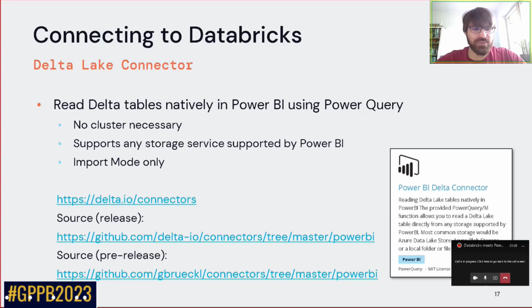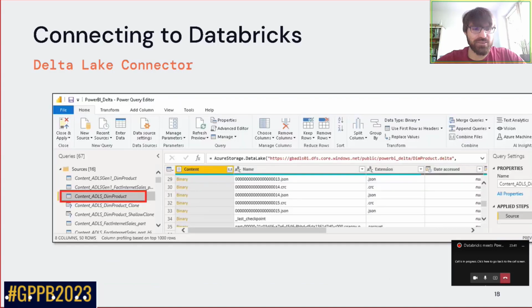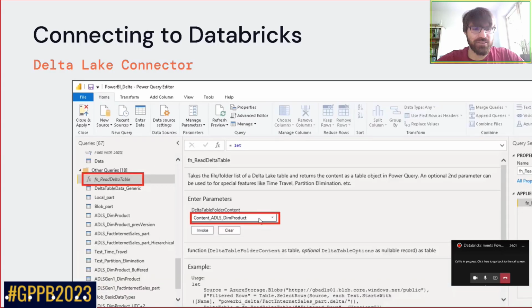It allows you to connect by providing it with the source path of your Delta table on the data lake store or the blob store, and then pass the content of that folder into the custom function that is the Delta Lake connector. In this example, as you can see on the screenshot, we are connecting to a Delta table that's stored on an Azure Data Lake Store Gen 2. You need to provide the path at the top, and then feed this table that contains all the files into the actual function.